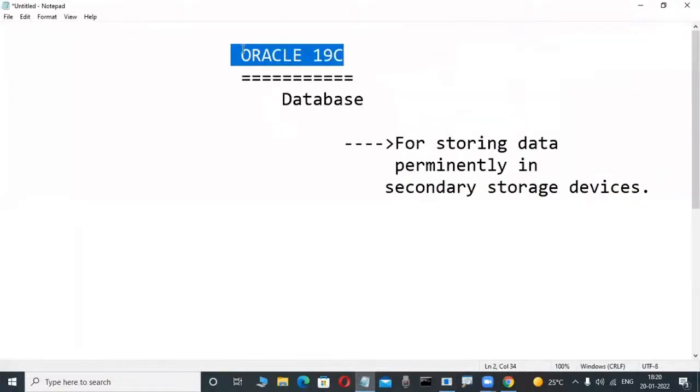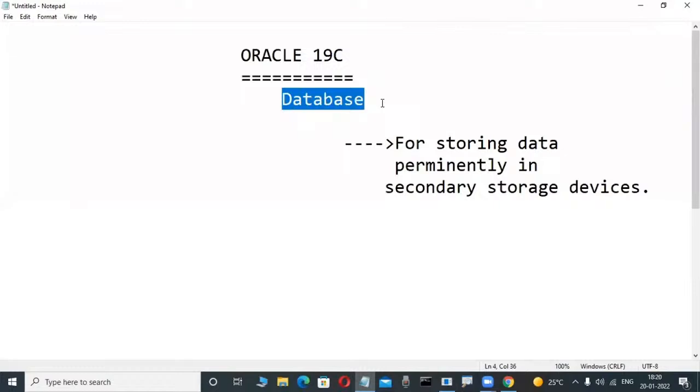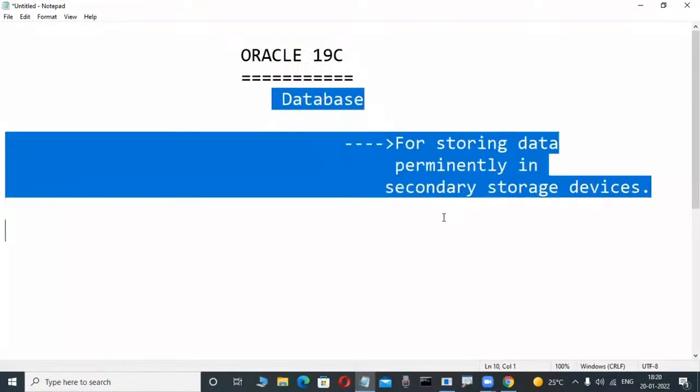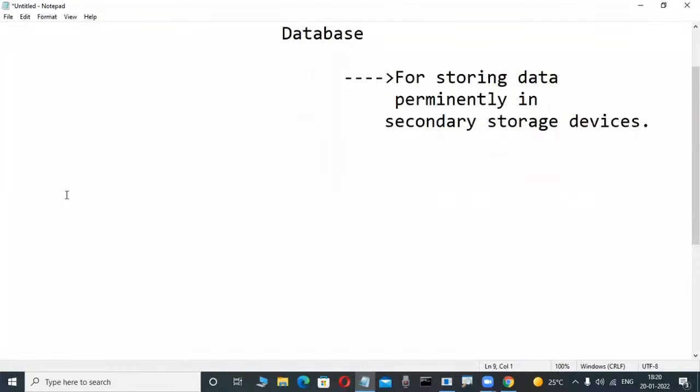Oracle is a database product. What type of database? A relational database, so it stores a structured collection of data. But if you want to operate these relational databases, the Oracle database product, which languages are we using? One language is SQL. SQL means structured query language.